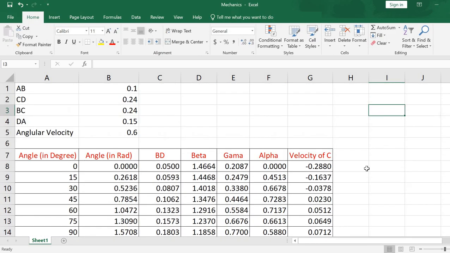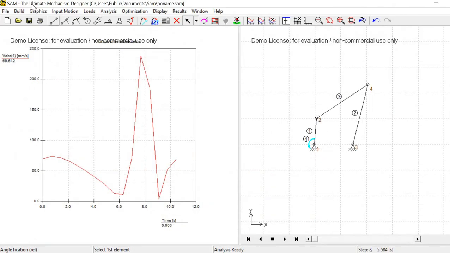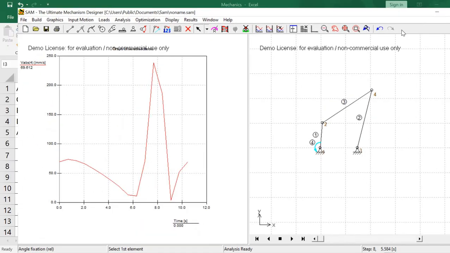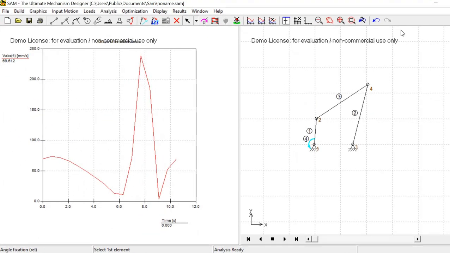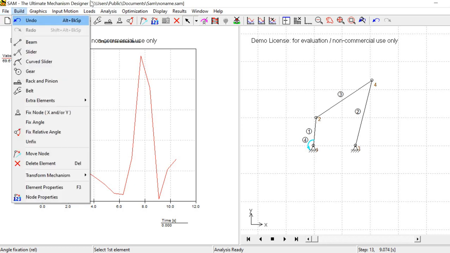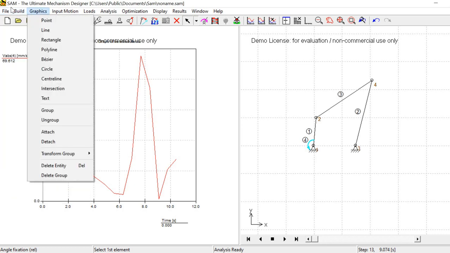Also, you can make sure whether you have got these values correct. It's not a big deal. For that you can use this Ultimate Mechanism Designer. You can use it without paying any money, as we can use it for non-commercial purposes. For that you need to first draw these links in this software. You can easily use it by clicking File. First you need to download this Ultimate Mechanism Designer.